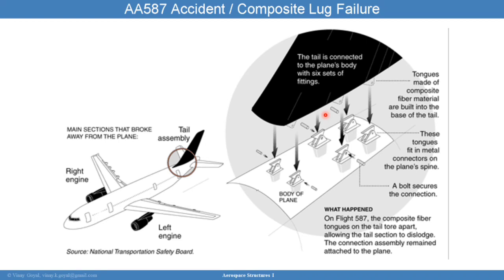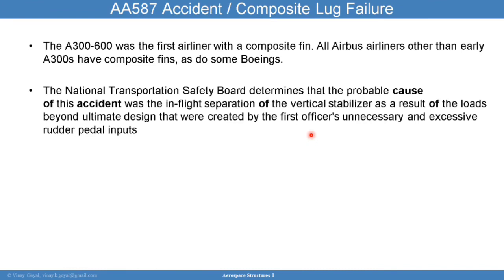The NTSB determined that the probable cause of this accident was in-flight separation of the vertical stabilizer as a result of loads beyond ultimate design. They're really placing the blame on the pilots because the first officer unnecessarily put the inputs in. But the reality is that the design did allow that input. A lot of testing was done on this. Recall, one of the things I want to mention is that the A300 was one of the first airliners to have a composite fin. So that's something to keep in mind.